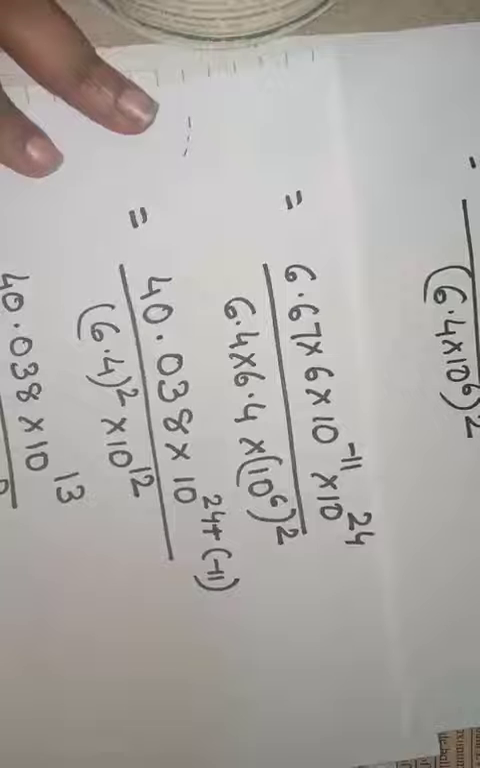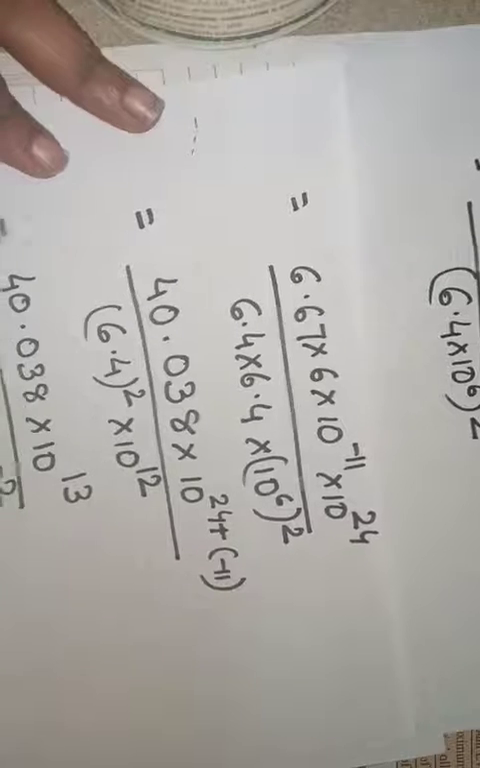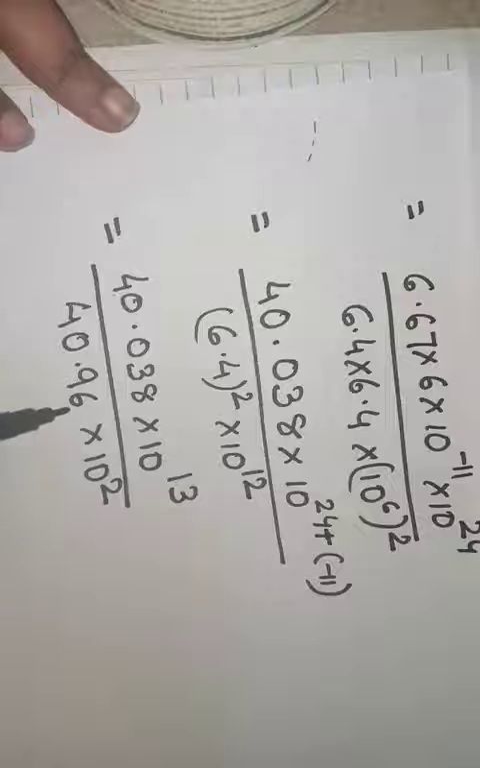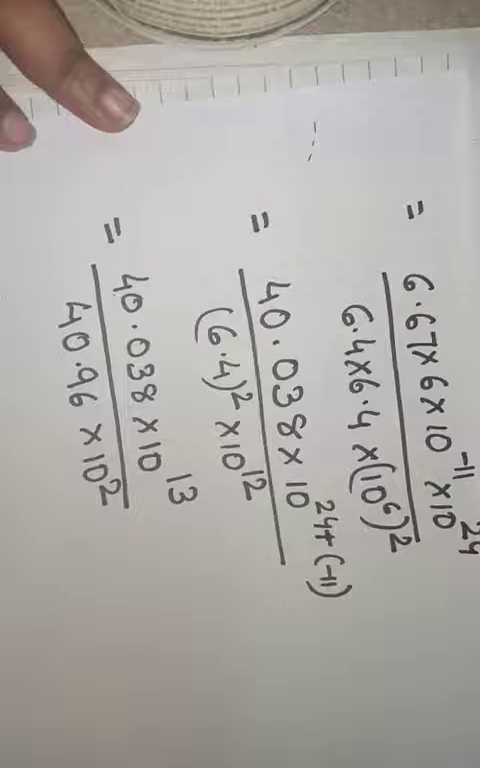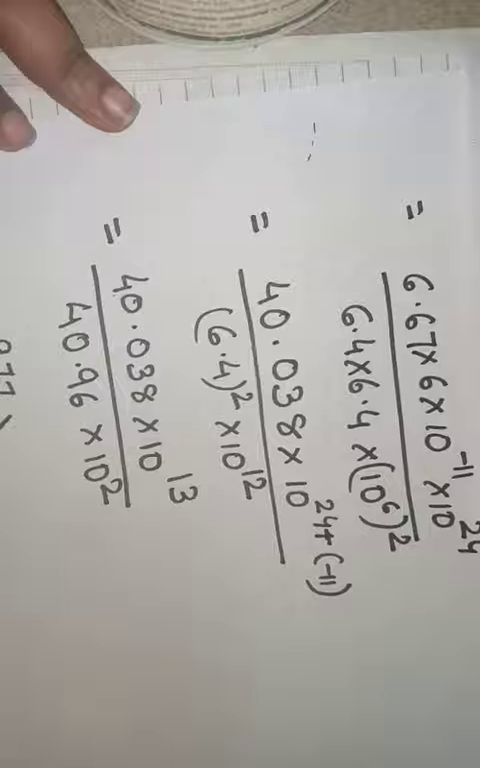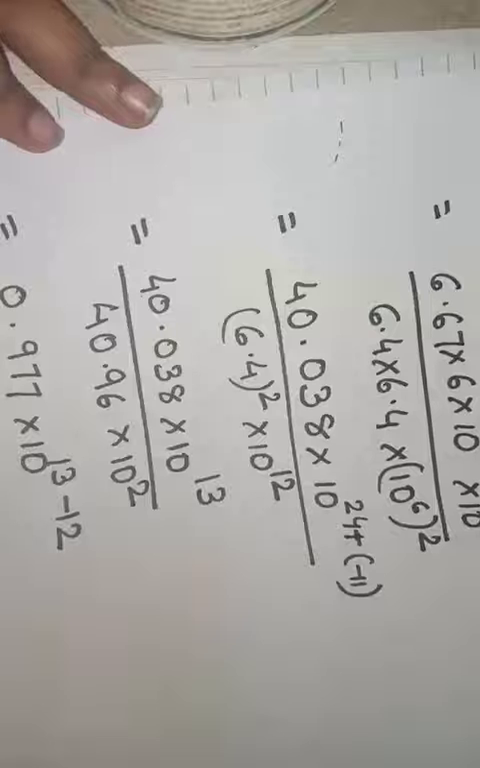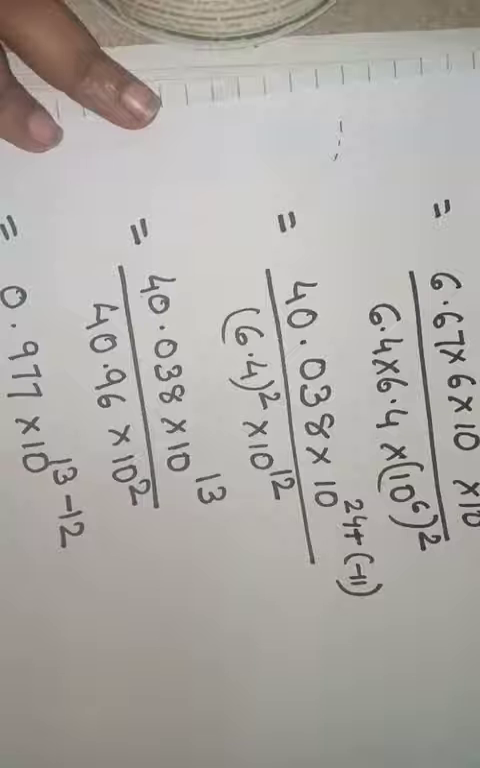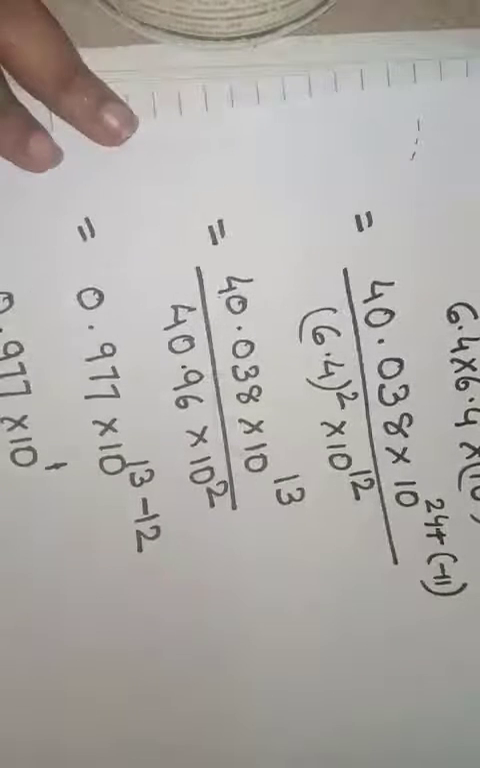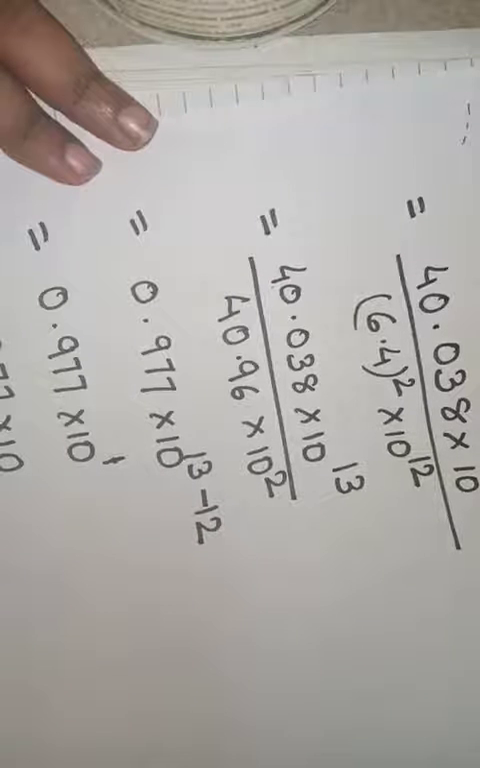When I divide 40.038 upon 40.96, I get 0.977 into 10 raised to 13 minus 12, that is 0.977 into 10 raised to 1, which is 0.977 into 10, equal to 9.77. This can be written as 9.8 meters per second square.